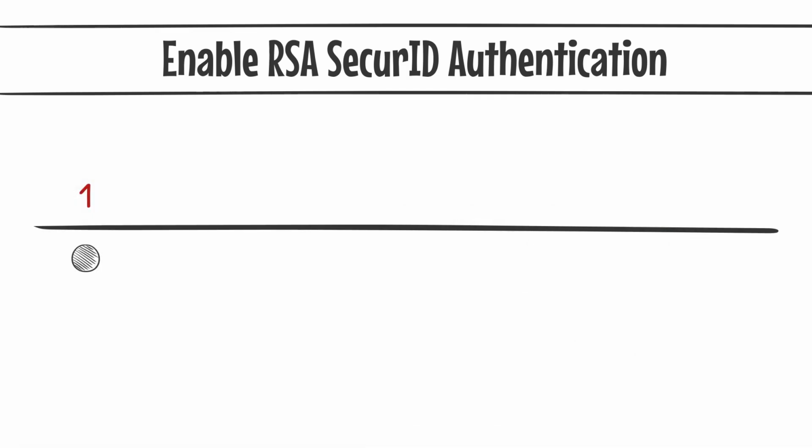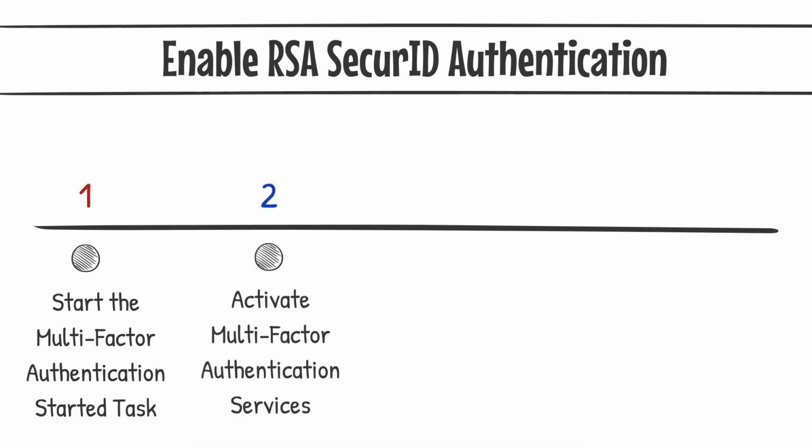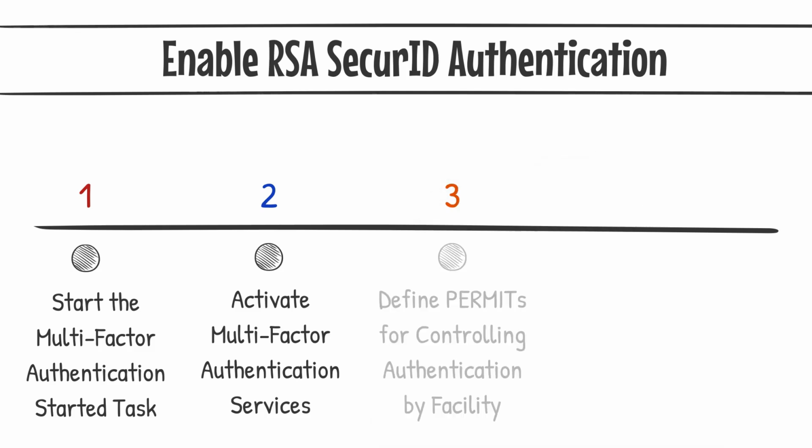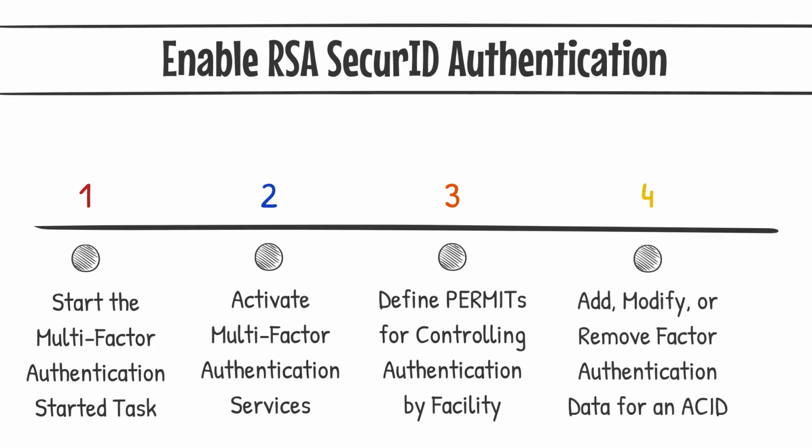To enable RSA SecurID authentication under Advanced Authentication mainframe, start the Multi-Factor Authentication started task, activate Multi-Factor Authentication services, define permits for controlling authentication by facility, then add, modify, or remove factor authentication data for an ACID.